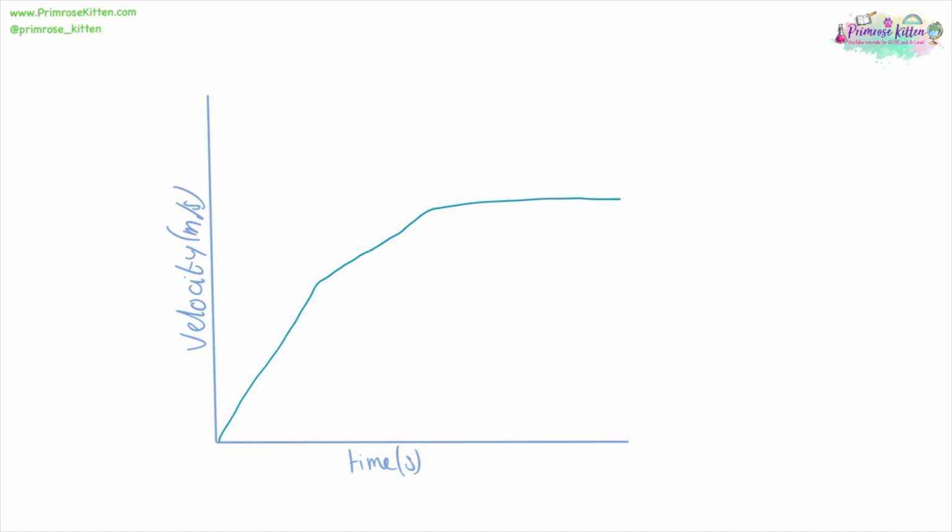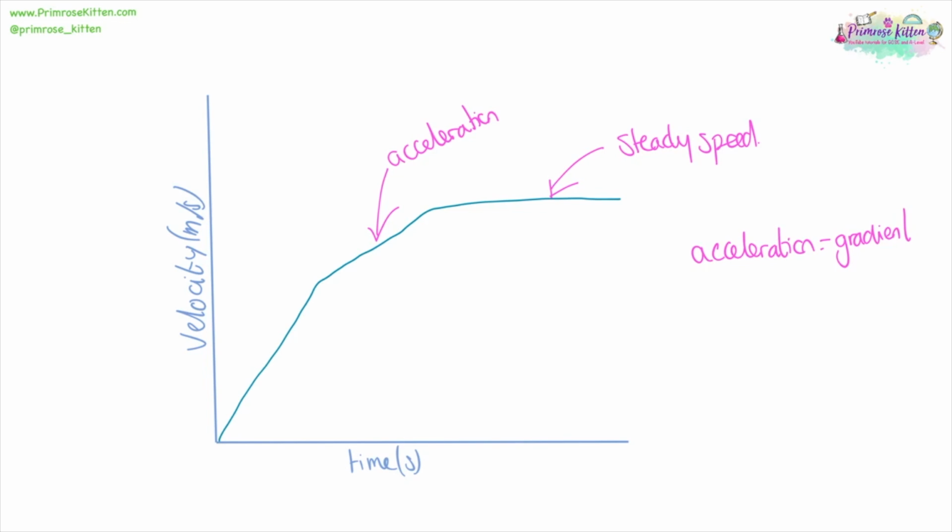Velocity time graphs look very, very similar to distance time graphs, but are different. For example, at our flat bit here, it is now moving, but it is going at a steady speed. We can see that when they are increasing, they are accelerating. So we now know that acceleration is equal to the gradient. That's up over across, or velocity over time.